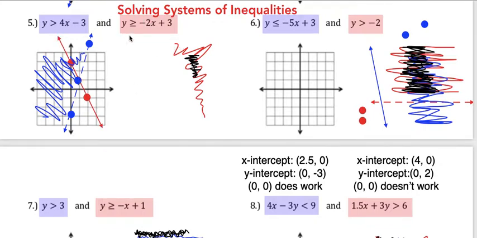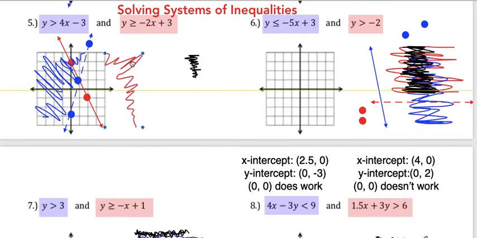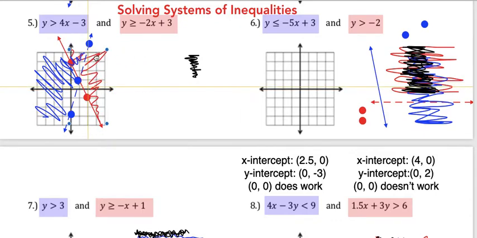And we have our shading that we need to add. Testing the ordered pair 0, 0, this is saying that 0 is greater than or equal to 3, which would be false. 0 is not greater than 3, so we shade the other side, over here. Now we look for the space where the red and the blue overlap, and that would be here. This area is the solution for this system of inequalities, where the shading overlaps.